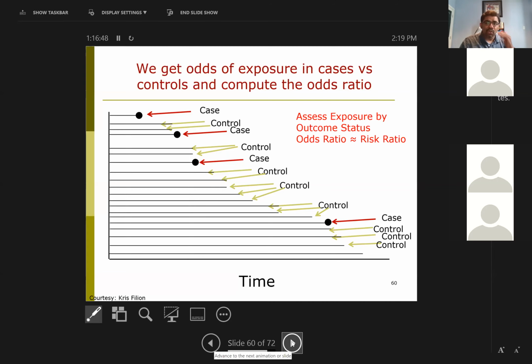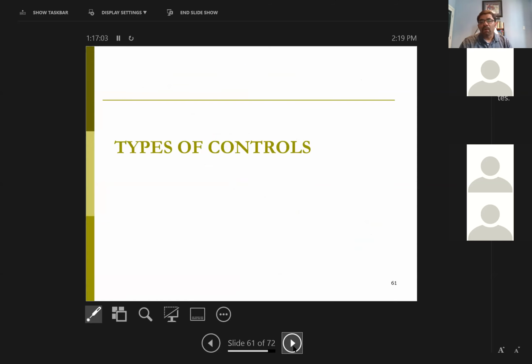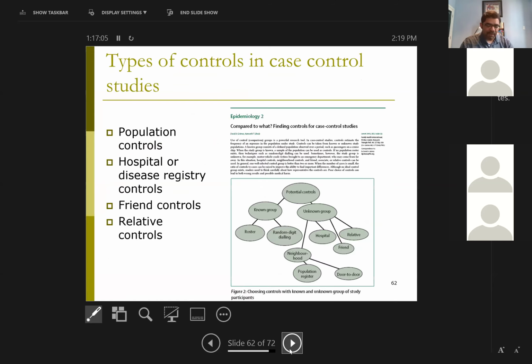So if we can do a case control study to answer a question in epidemiology, we'll always do a case control study. It's smart, it's efficient, gets us the answer much quicker, much cheaper, less expensive than a cohort study, okay? Now, the question is, who are the controls that we could recruit?